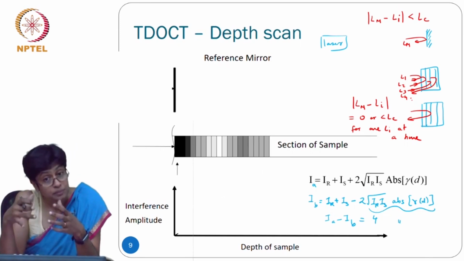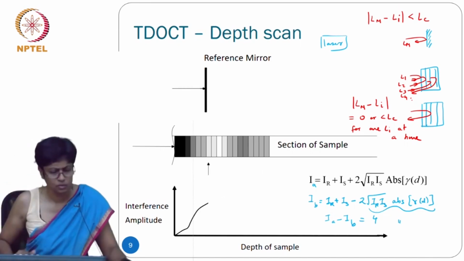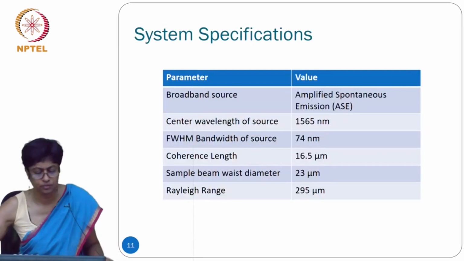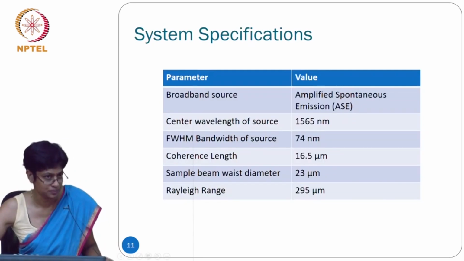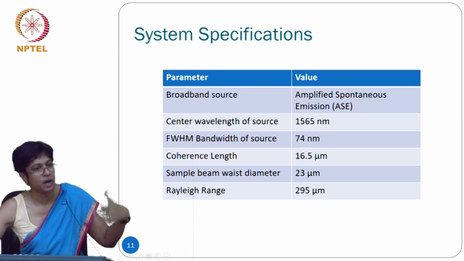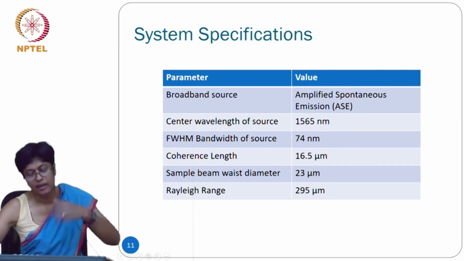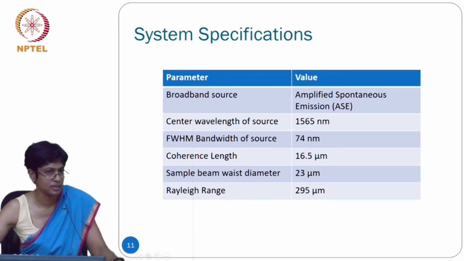For example, the source we used has a bandwidth of 74 nanometers, and that means we had a coherence length of 16 microns. People use up to 100 nanometers, and they may go down further in coherence length.